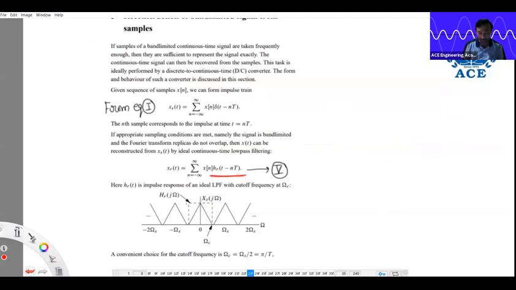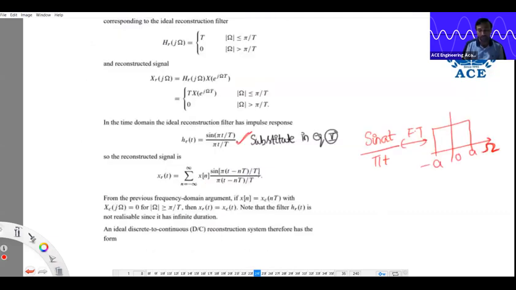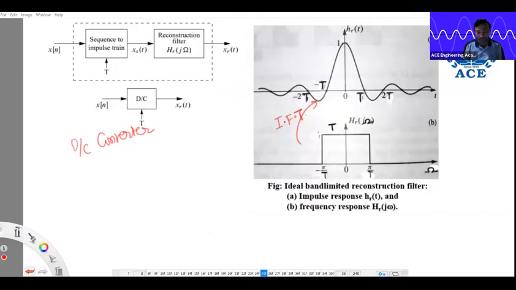h_r of t minus nT means that sinc pulses are repeated. So this is the reconstructed signal. In the process of reconstruction, every sample x[n] is multiplied by a sinc function, n equals 0, n equals 1, like that. The shifted versions of sinc functions respectively.